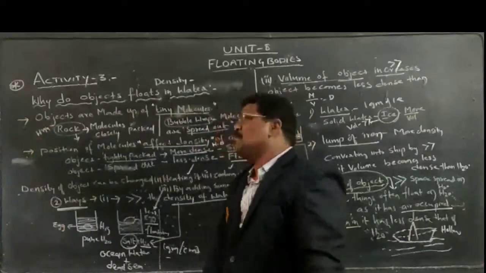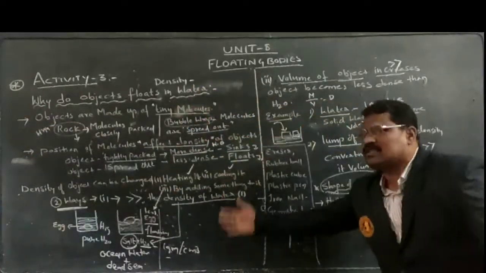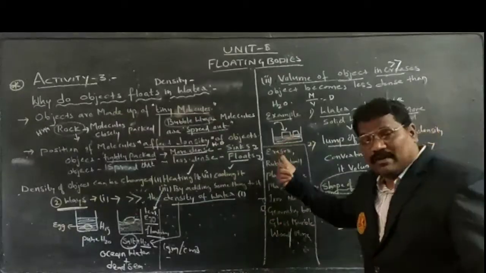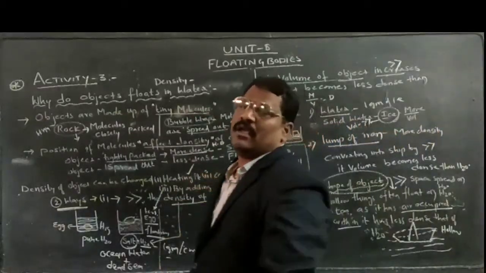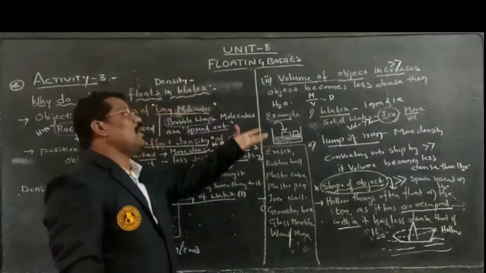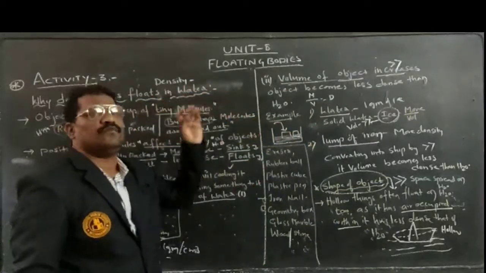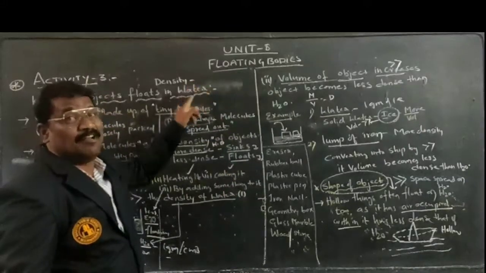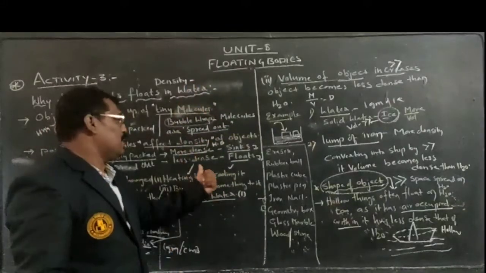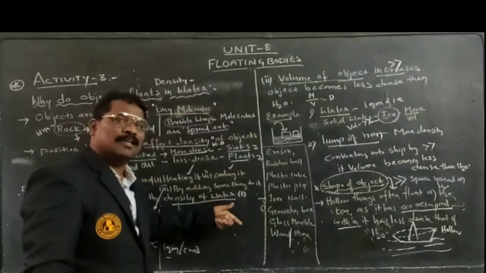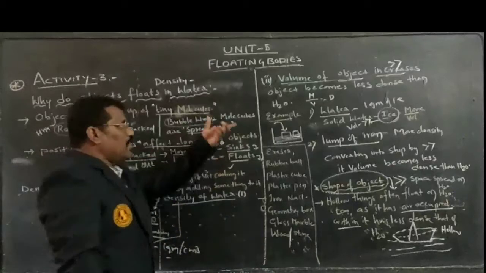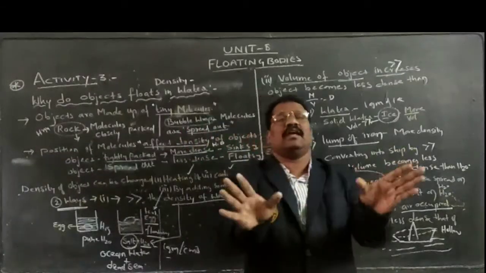Based upon this particular concept, if you go for all these objects, we can understand clearly how an object floats on the surface of water. Depending upon density. Can density be changed or not? Yes, by heating, by cooling, by adding something. Therefore, if you follow this particular process, we can easily understand.